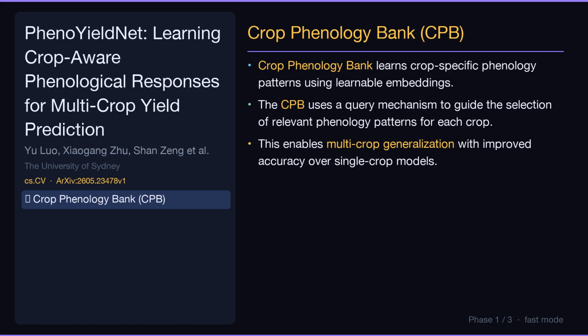Contribution 1. Crop Phenology Bank, CPB. Crop Phenology Bank learns crop-specific phenology patterns using learnable embeddings. The CPB uses a query mechanism to guide the selection of relevant phenology patterns for each crop. This enables multi-crop generalization with improved accuracy over single-crop models.